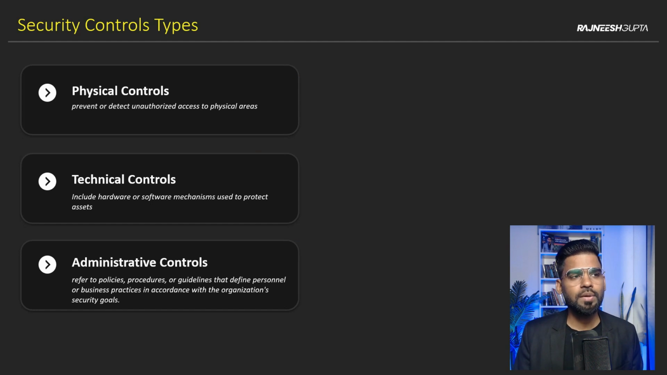So next, we will start with the physical controls first. Physical controls are the ones which prevent or detect any unauthorized access to the physical area. That could include a variety of controls like fences, gates, guards, security badges, access cards, biometric access cards as well, or access control, security lighting, and CCTV surveillance systems as well. So all of this comes under the physical controls.